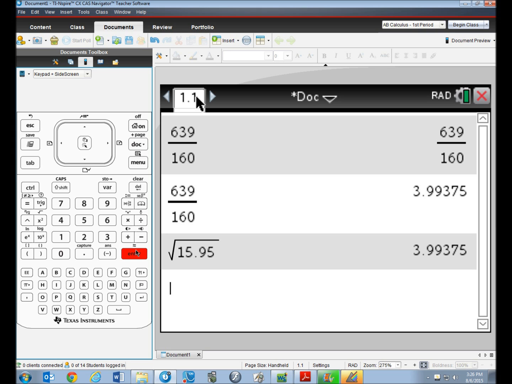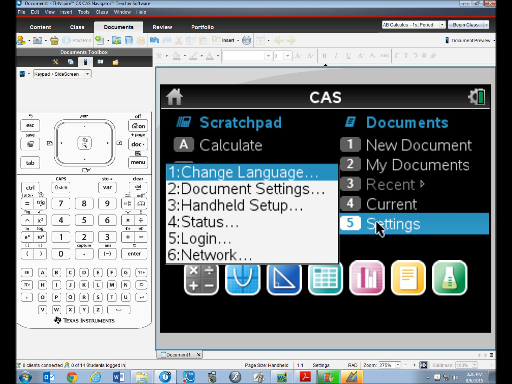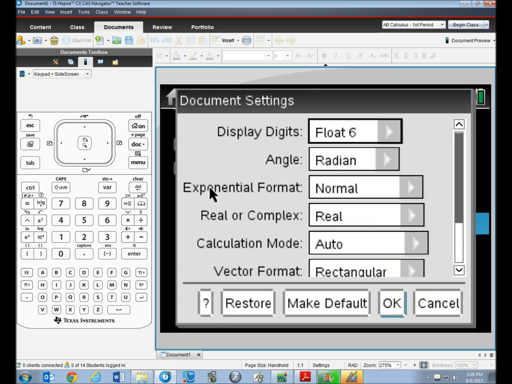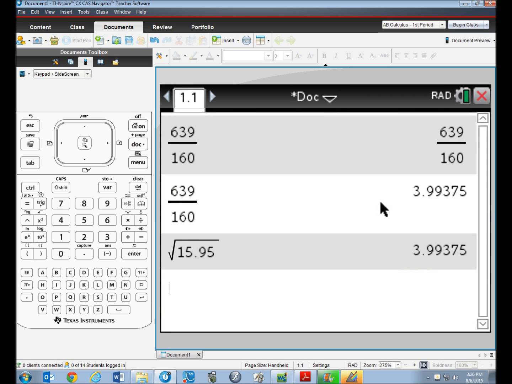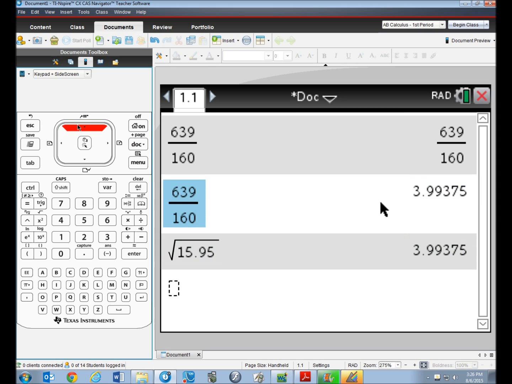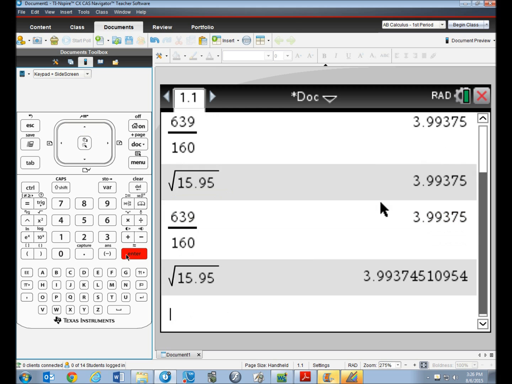If I change my settings for this, here, I could have clicked on the little gear up in the corner as well. Float 6. If you just hit float, and I should have made it a default, but whatever, we can go back here. And what I'm going to do now is just do this. Square root of 15.95 is not going to end that nicely. So you'll see that it keeps going. But for the most part, we were accurate up to 5 decimal places, and we did that by hand.